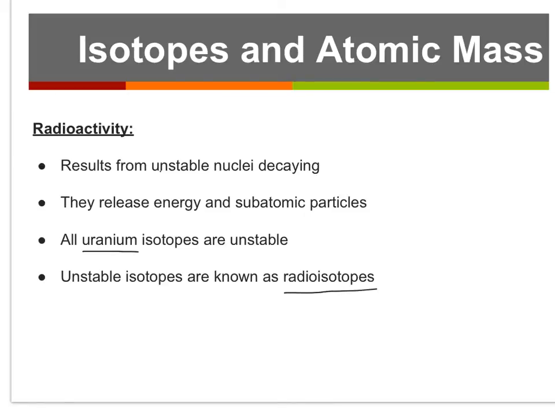If we go back to carbon then, carbon-14 is a radioisotope of carbon. And you can use carbon-14 to do carbon dating, to find out how old something is based on how much that carbon has decayed over time. But carbon-12 and carbon-13 are not radioactive, only carbon-14.